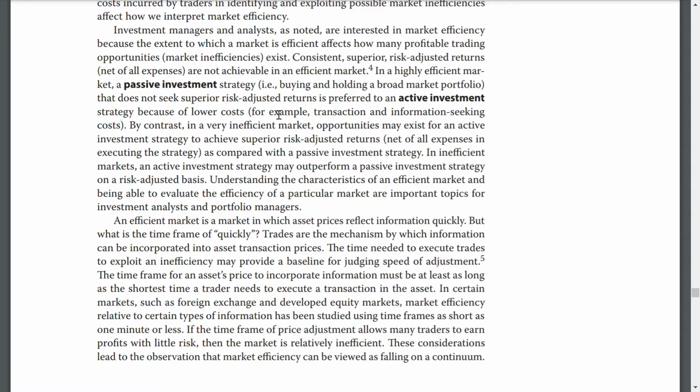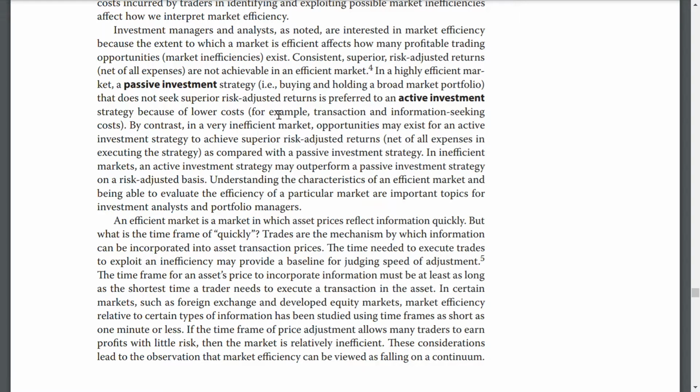By contrast, in a very inefficient market, opportunity may exist for an active investment strategy to achieve superior risk-adjusted returns as compared to a passive investment strategy. An active investment strategy may outperform a passive investment strategy on a risk-adjusted basis. An efficient market is a market in which asset prices reflect information quickly. But what is the time frame of quickly?